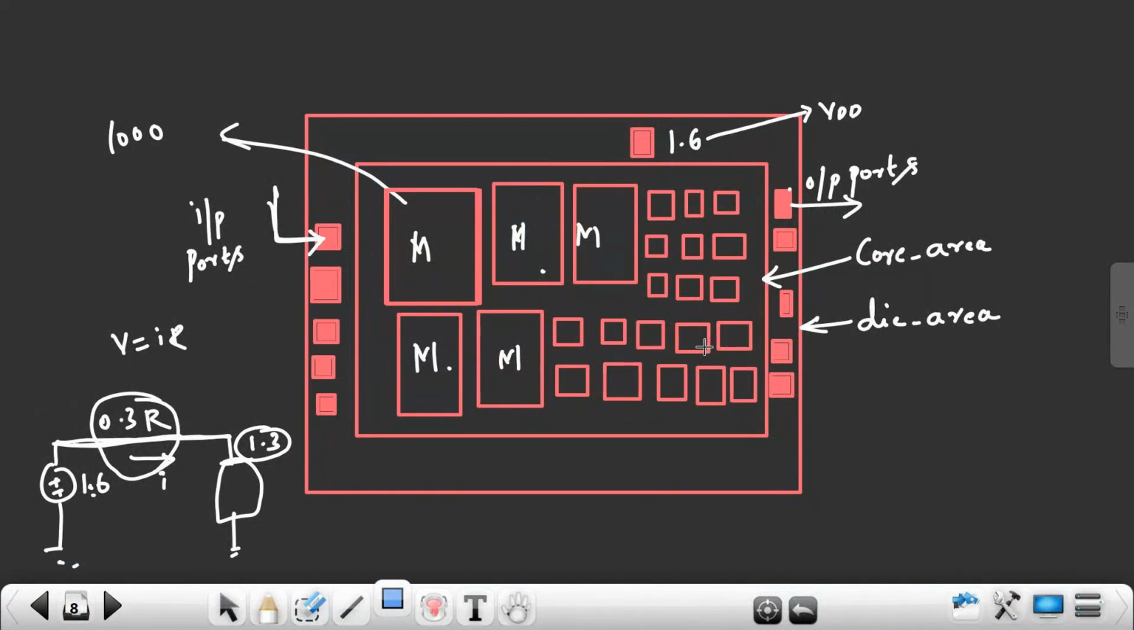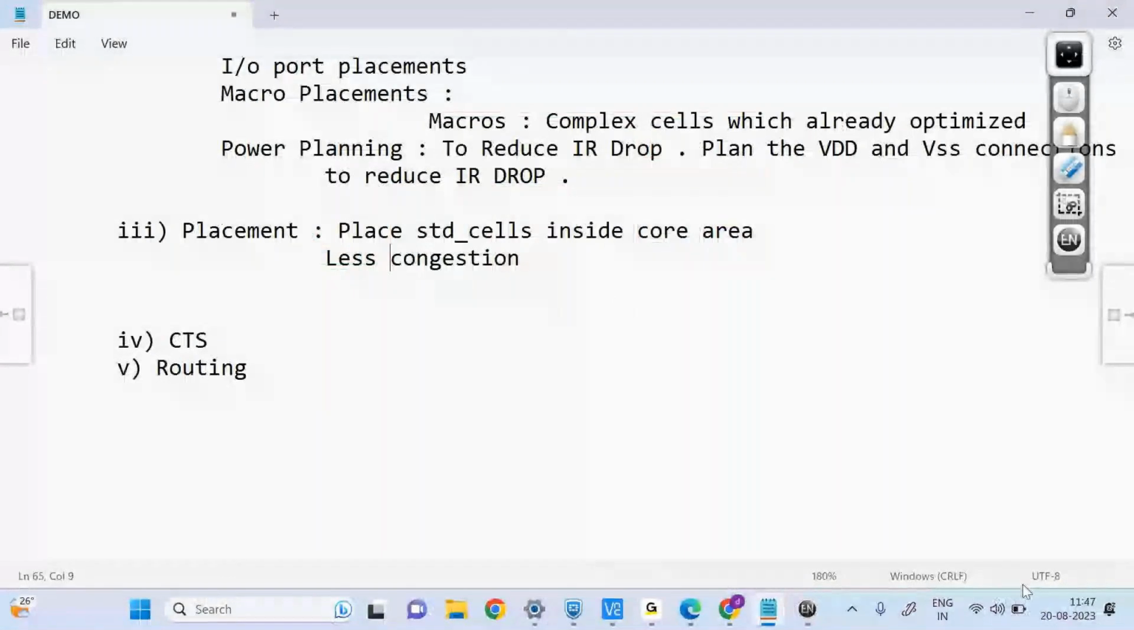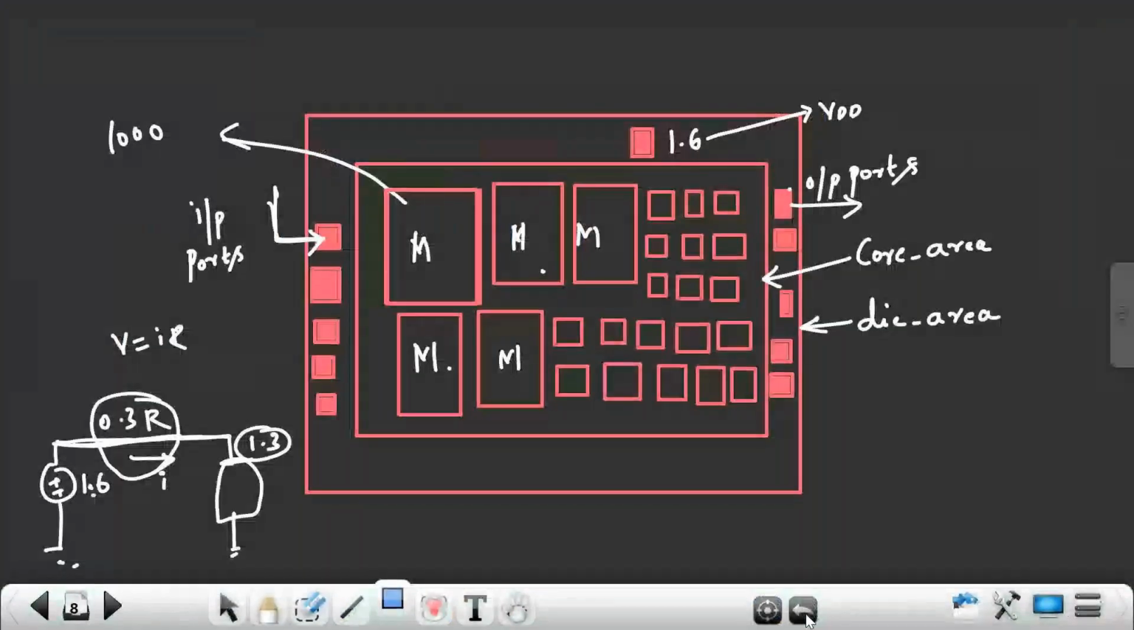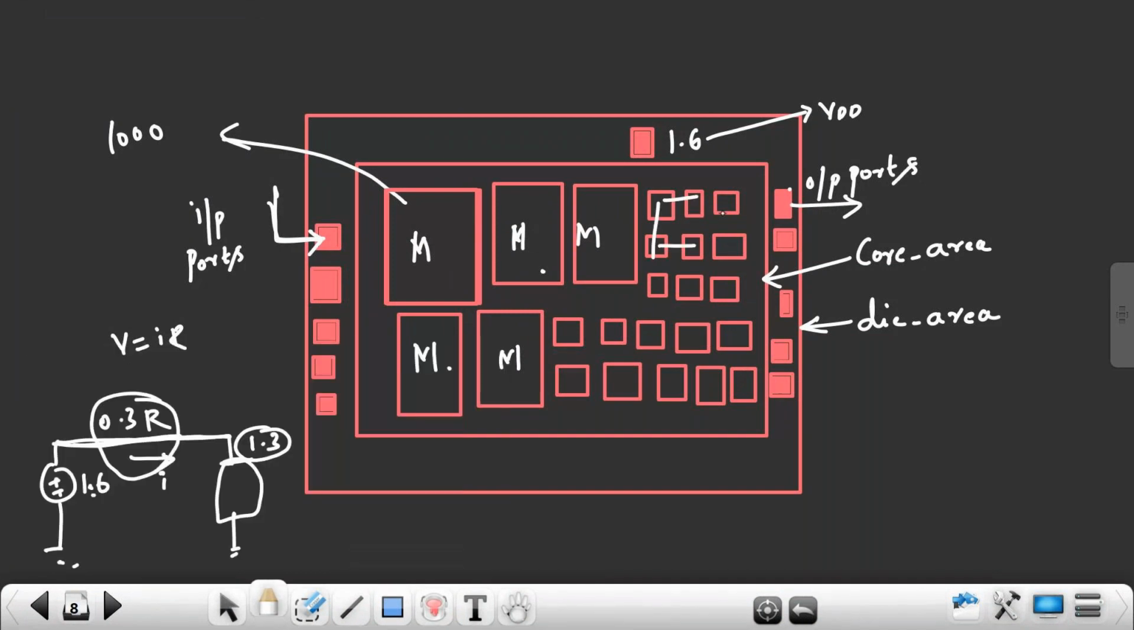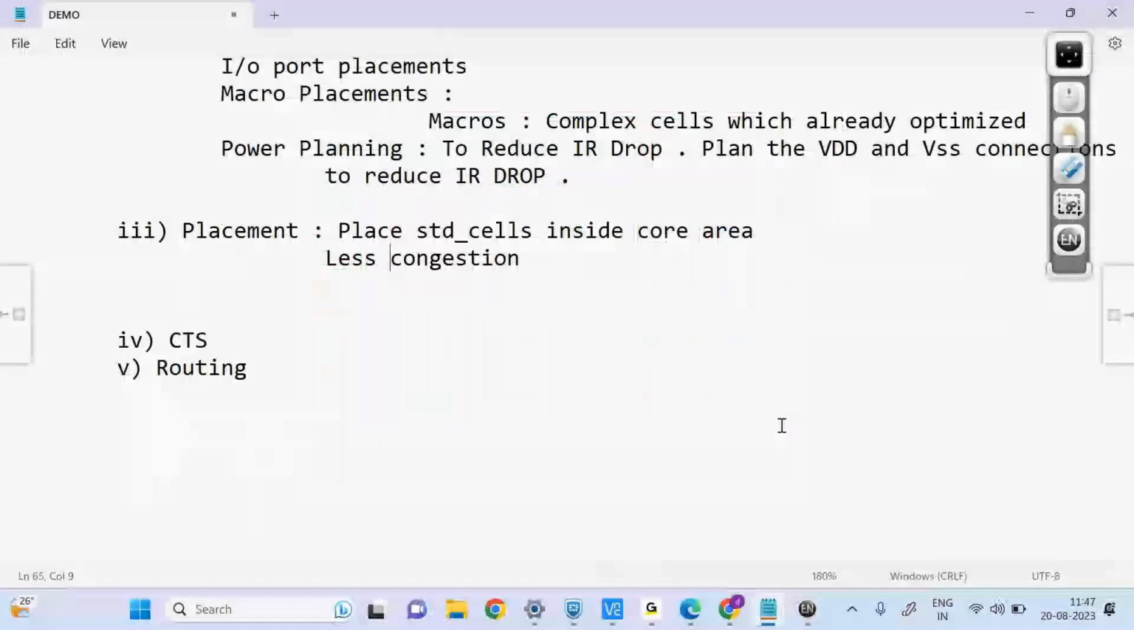So this is called placement. In placement I should have less congestion. What is the meaning of congestion? I have to place standard cells in such a way that they are routable, meaning I can connect them through metal layers. Place standard cells so that they can be connected to each other according to the netlist. That is congestion.